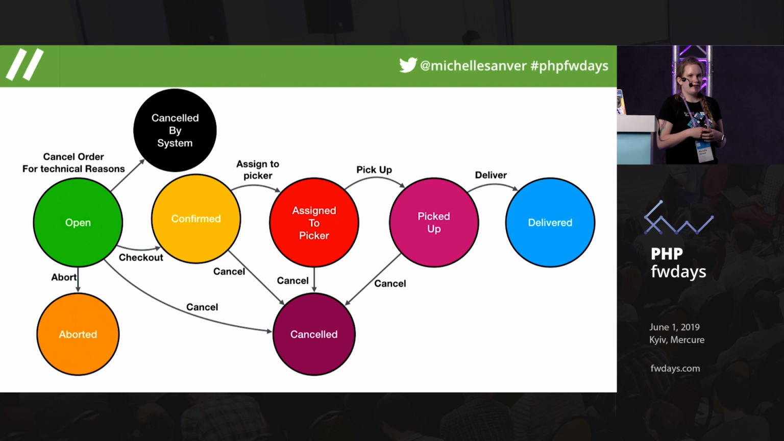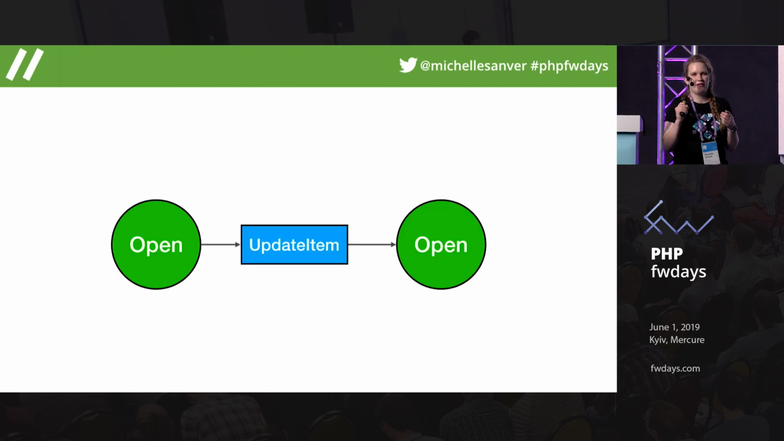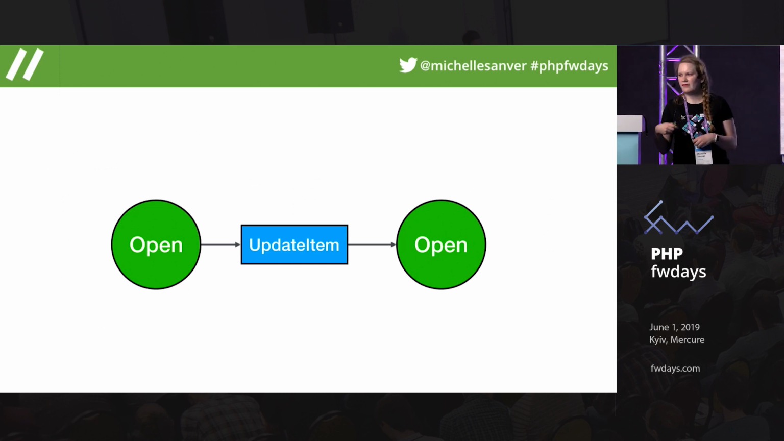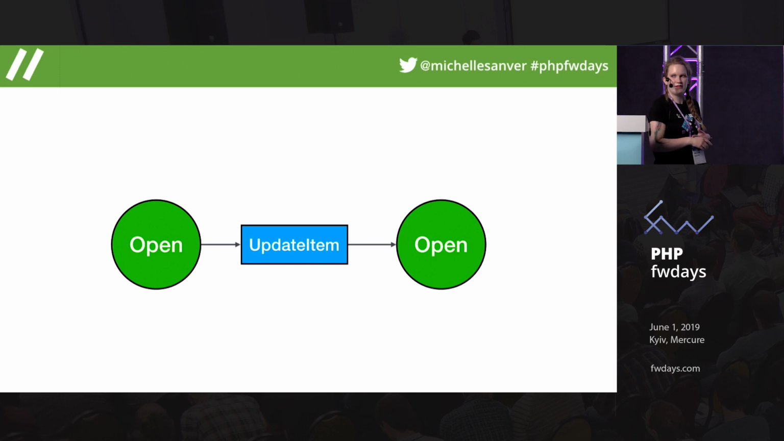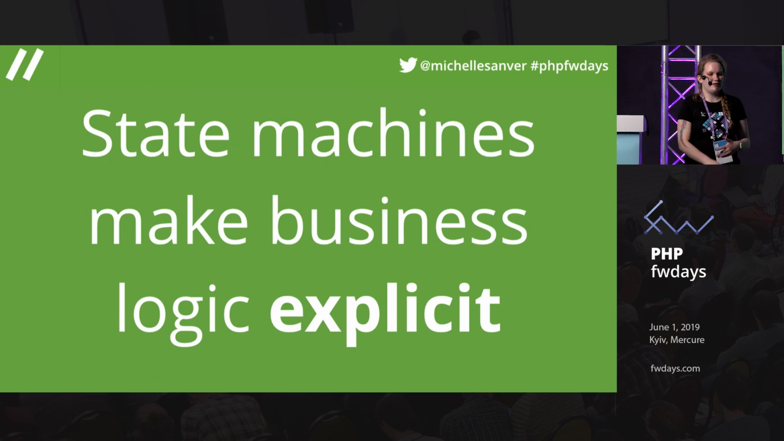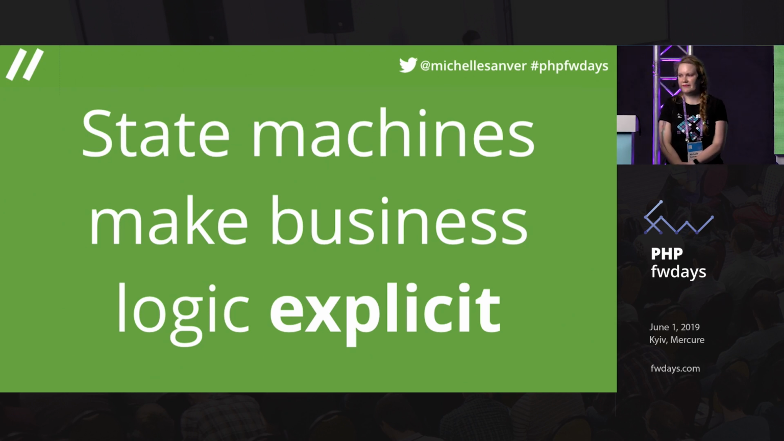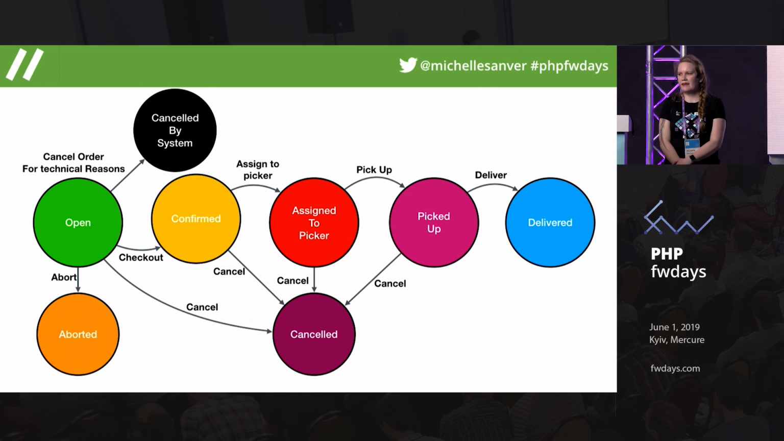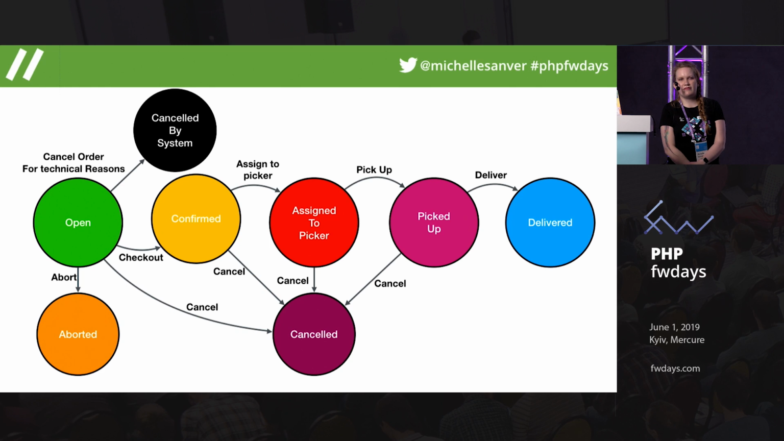Now, in a state machine, one thing that many people forget is that it's very valid to go from the same state to the same state again. So, for instance, to update items, we want to keep the state in open, but once we check out, we no longer can update items. So, state machines make business logic very explicit. This is a state machine, and it's very easy to see what's going on in our application this way.